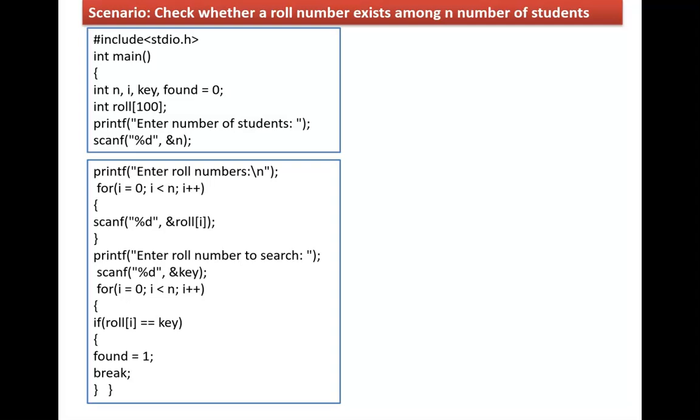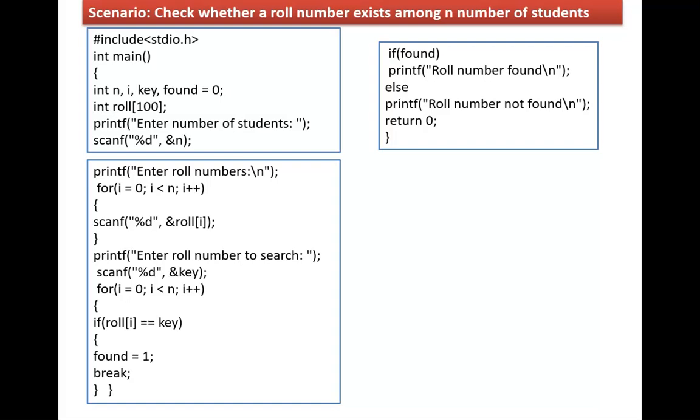Use a for loop. As usual, i equal to 0, i less than n, i plus plus. If roll of i is equal to key, then found is equal to 1. Look, found is initialized to 0 in the beginning. It is an accumulator variable. And if found, you say roll number is found. Else you say roll number not found. This is the core logic. Inside the for you check whether roll of i is equal to key. If it is equal, you say found is equal to 1.